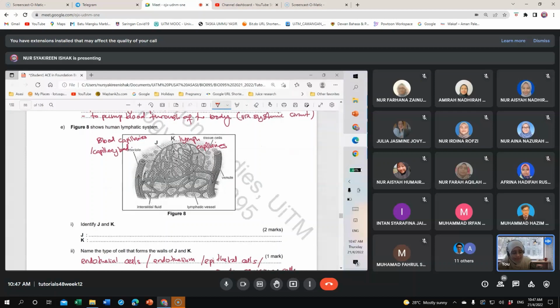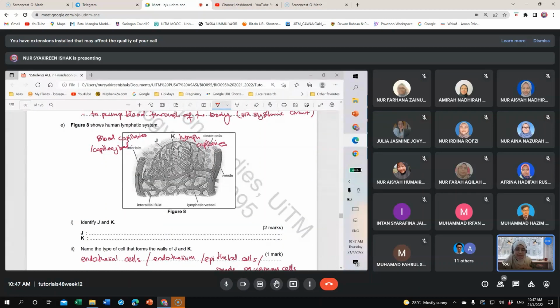So next, figure 8 shows a human lymphatic system. So ini awak kena identify kalau J itu apa. J itu if you look at the blood capillaries are continuous. Okay, from the arterioles and then enters into the J. J is blood capillaries. Okay, and then join to the venules. Okay, venules and then veins. Okay. So the continuous, so that is blood capillaries.